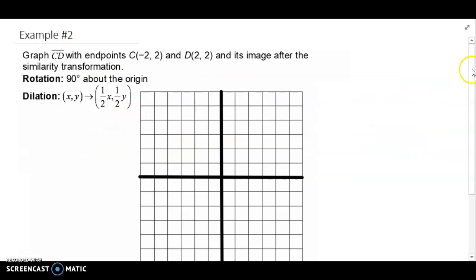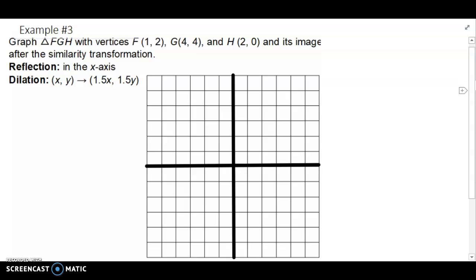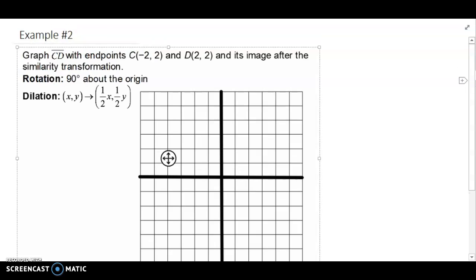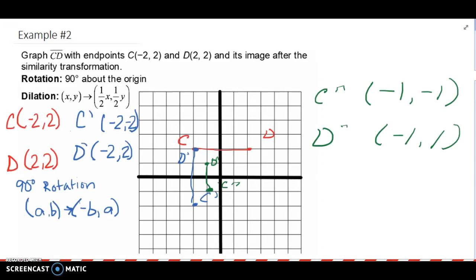All right, I want you to go through and do example 2 and example 3. Try those on your own, and then we will go over them. All right, this is what you should have gotten for example 2.